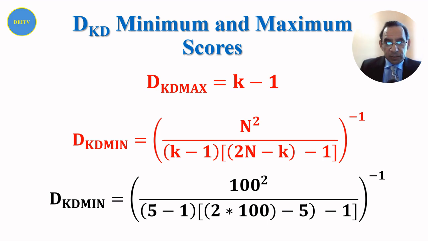You divide the n squared, which is the total number of individuals squared, by the denominator, k minus 1 times 2 times the total number of individuals minus k minus 1, and you take the inverse of that, or the reciprocal, so you divide 1 into that product. That gives you the minimum score. Or you can take the product of the numerator divided by the denominator to the negative 1 power, and that gives you the minimum score.